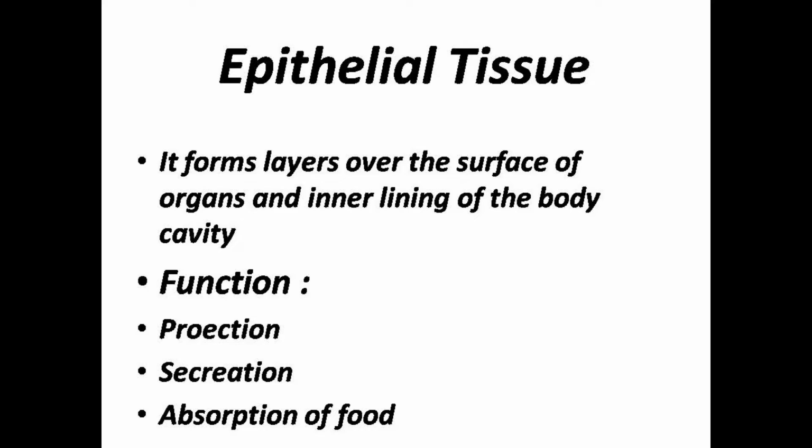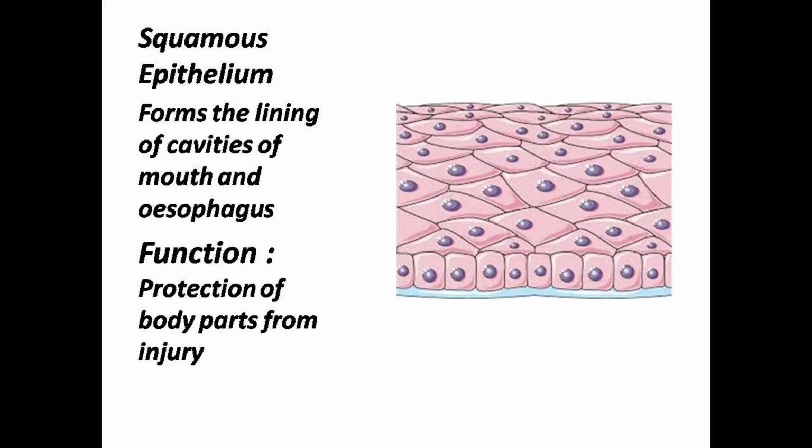Epithelial tissue is further of four kinds. On the basis of shape and function of the cells, epithelial tissue is of four types, and its first type is squamous epithelium. The cells are thin and flat. It forms a lining of cavities of different organs like the mouth and esophagus. It protects the underlying parts of the body from injury and prevents entry of germs.